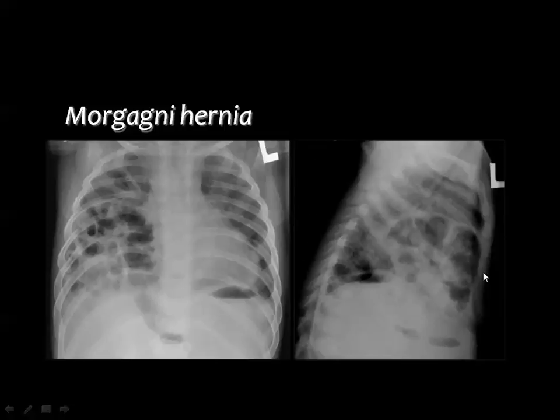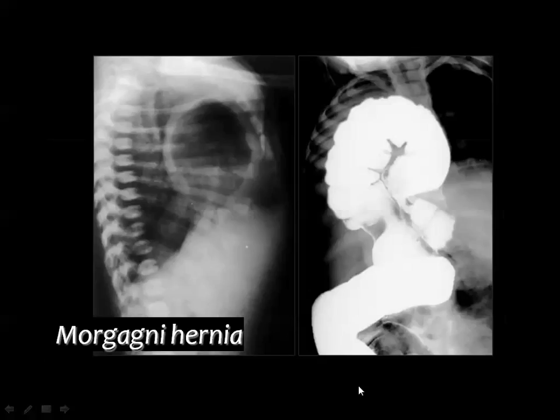Then in the lateral view, you can see that the bowel loops are located in the anterior mediastinum, posterior to the sternum, and this is the hernia of Morgagni. And this is another example of a hernia of Morgagni. You see bowel gas extending into the abdomen. It is located in the retrosternal area, and this is the barium enema confirming that this is part of the colon.